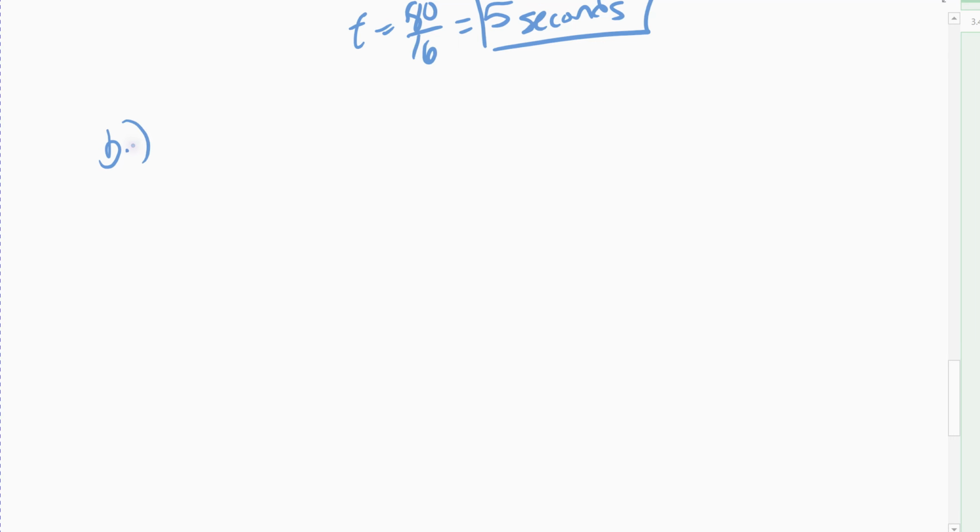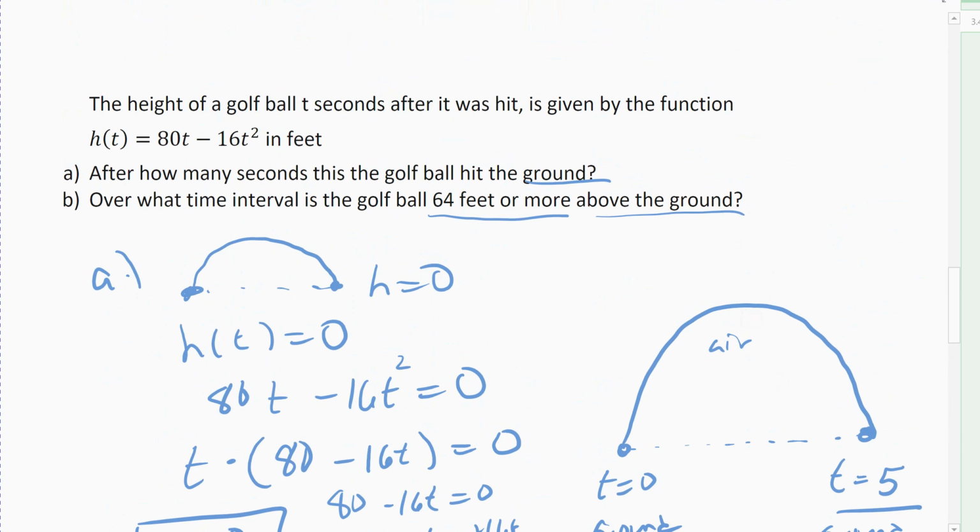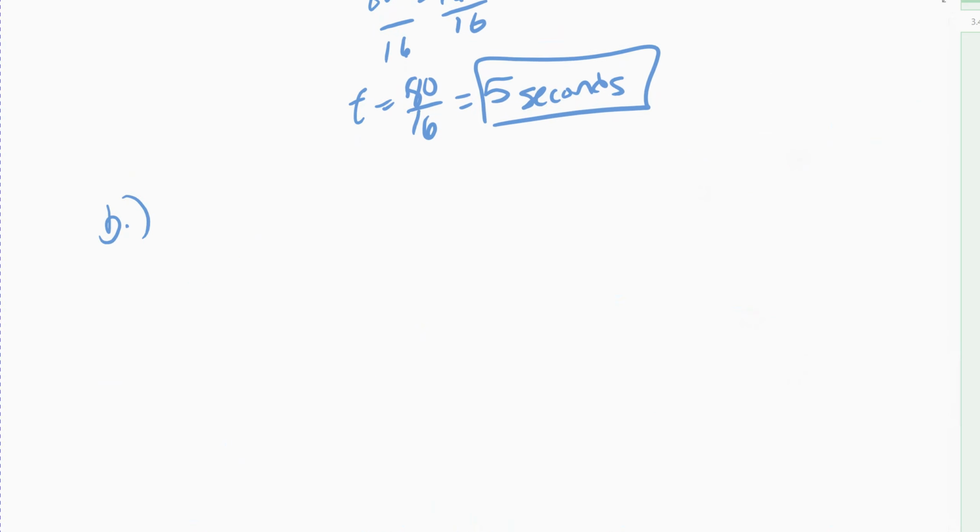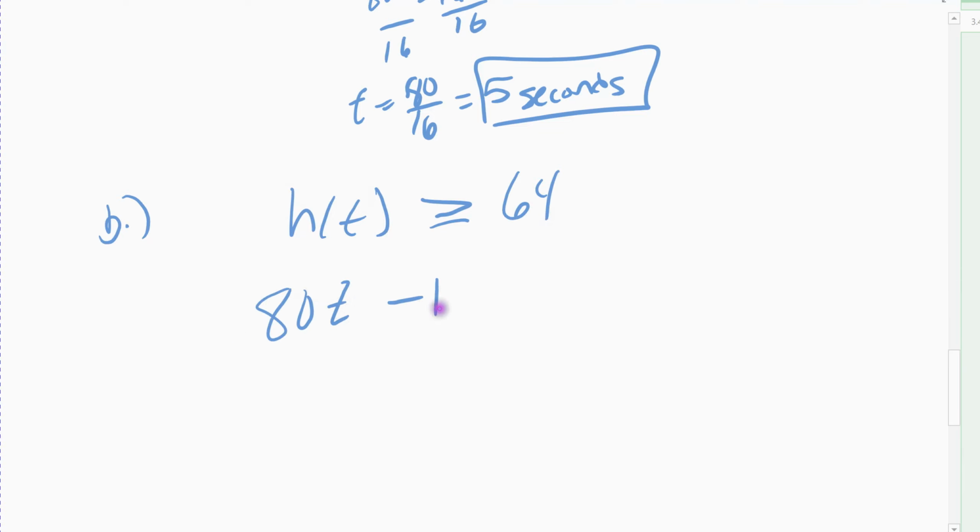Alright, part B is over what time interval is the golf ball 64 feet or more above the ground? So we want to know when our height is greater than or equal to 64. 64 feet or more includes the 64. And so I solve 80t minus 16t squared greater than or equal to 64. That's the inequality I want to solve.